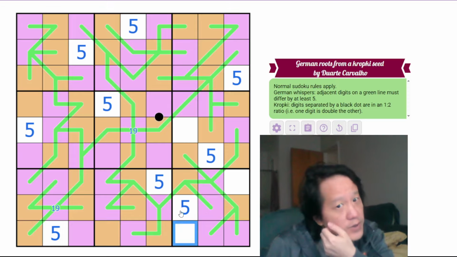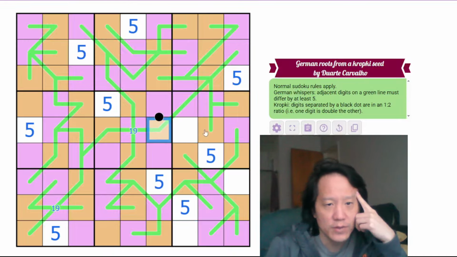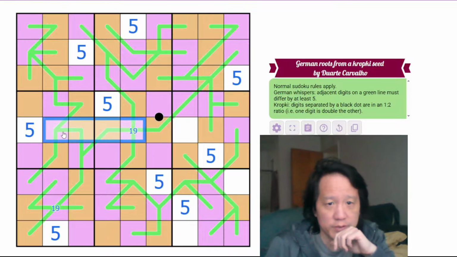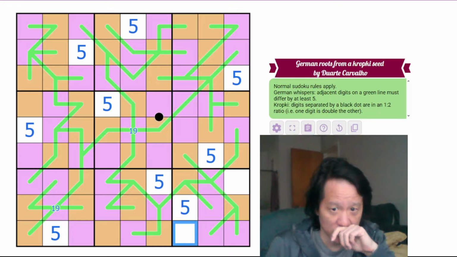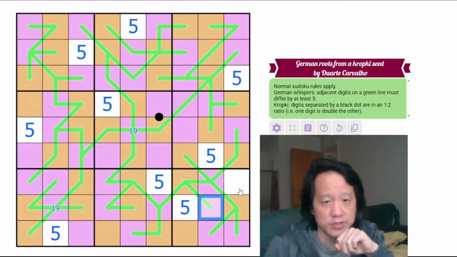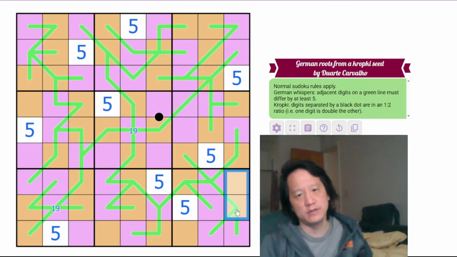And in row 5 first, we have 3 pinks and 4 oranges, so that makes this pink. In column 7, we have 4 pinks and 3 oranges. That makes this an orange. And in row 7, we have 4 pinks and 3 oranges. That makes this an orange. Okay.